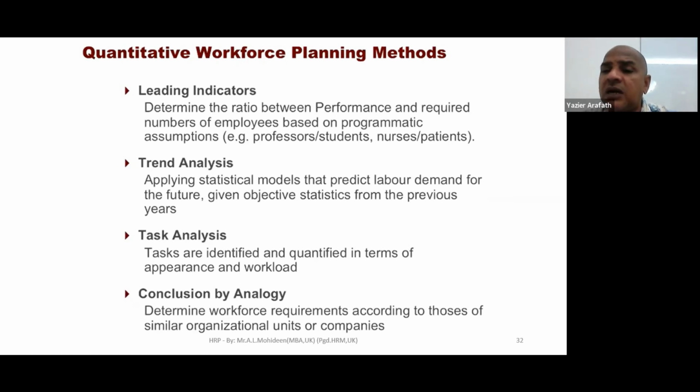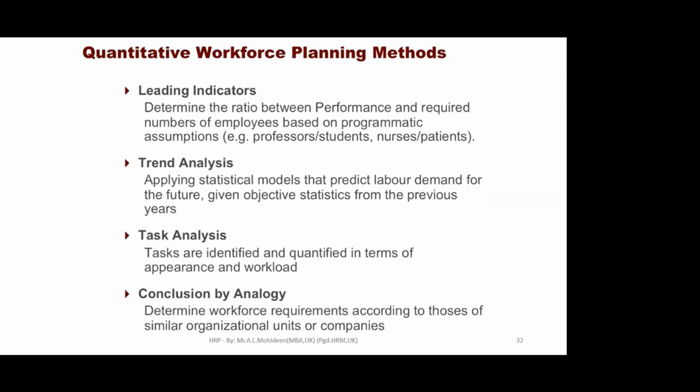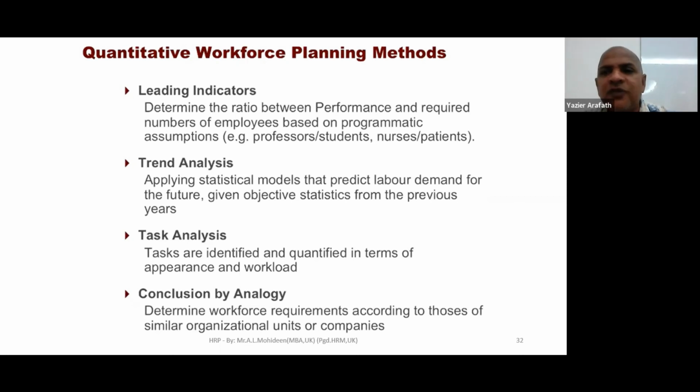The operation department will complain. The line managers will complain: we need more people. How did you find this amount? HR cannot do anything on his own. He has to get some data. From the data, he has to analyze. The data can be ratio basis, trend analysis, task analysis, or analogy. Okay, these are the areas normally considered when planning the work, planning the resources.